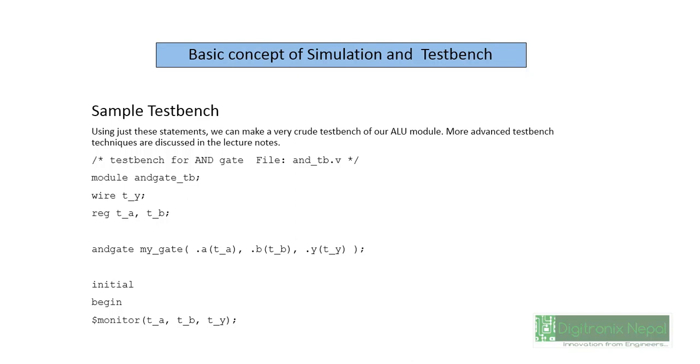This is another AND gate design example. While we have designed the AND gate in our design, this must be module my gate. Actually there are some mistakes here. The ports are mapped with the defined ports. So A has been mapped with TA, B has been mapped with TB, Y of the AND gate has been mapped with TY, and we have initial, begin, and this monitor line.